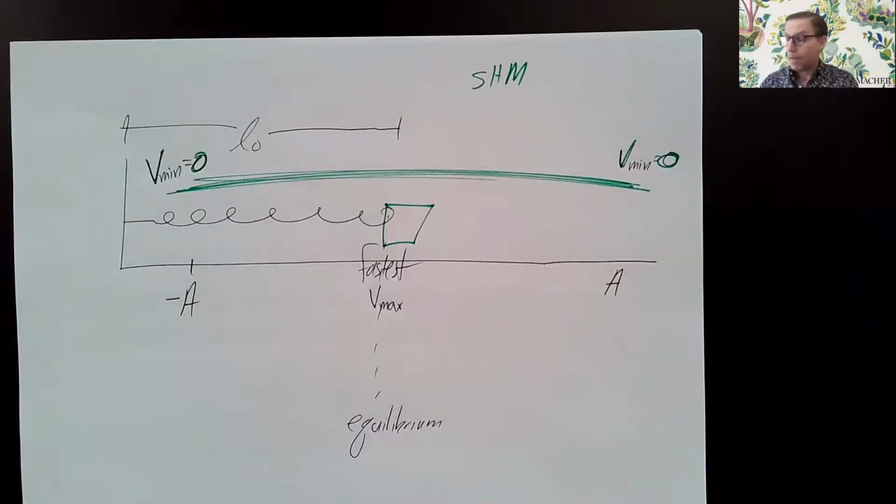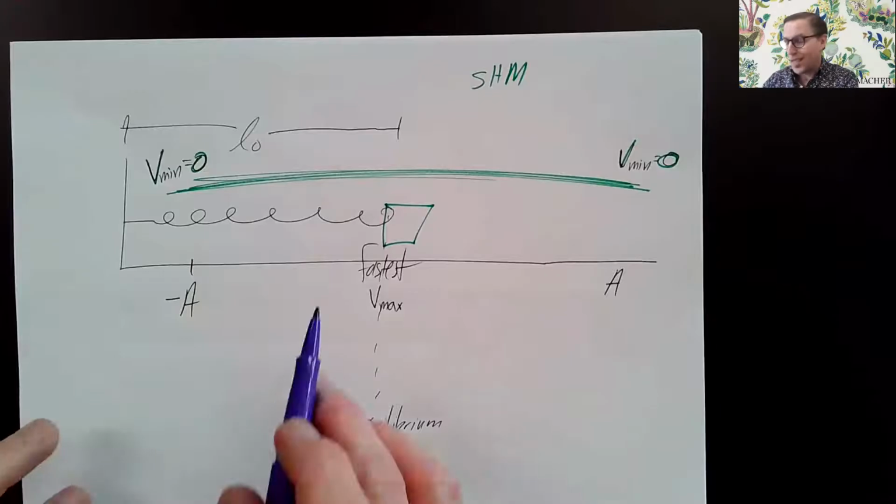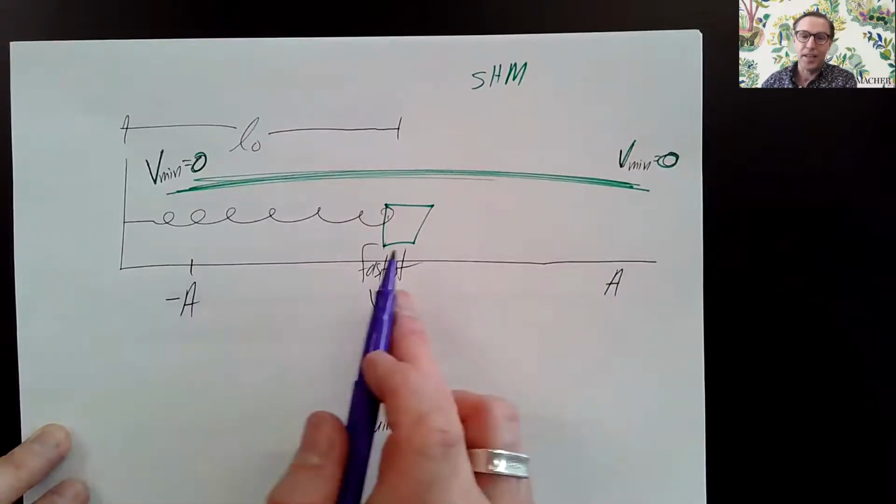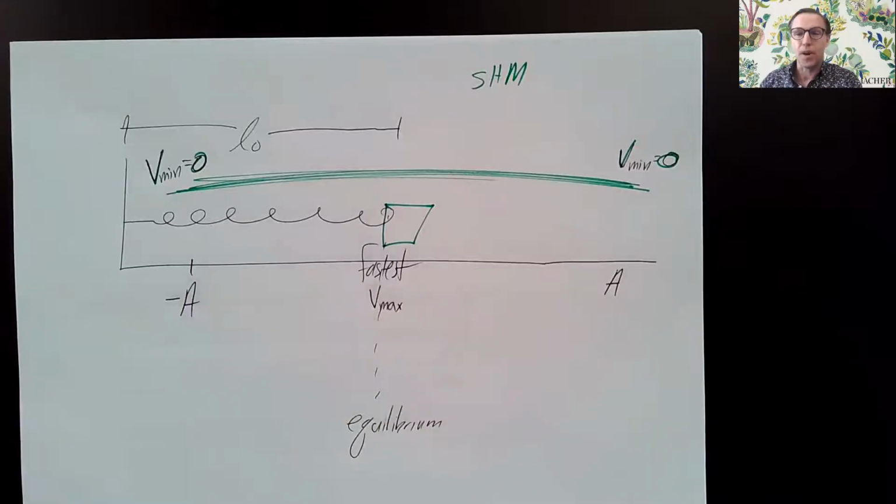So where is the, I want you to think about this. At these different locations, basically here and here and here, left, center, and right, where do you think the acceleration is its maximum value? And where do you think the acceleration is 0?